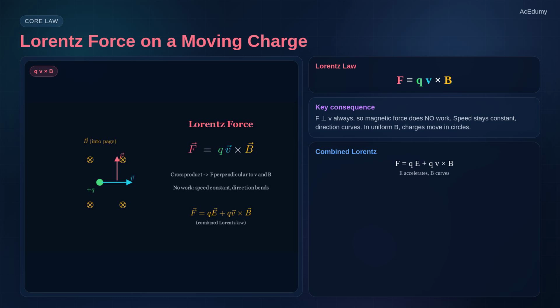One important consequence: since F is always perpendicular to v, the magnetic force never does work on the charge. It changes the direction, not the speed. That's why charges in a uniform B field move in circles. If we combine electric and magnetic forces, we get the complete Lorentz force. F equals QE plus Qv cross B. The electric part accelerates, the magnetic part curves.